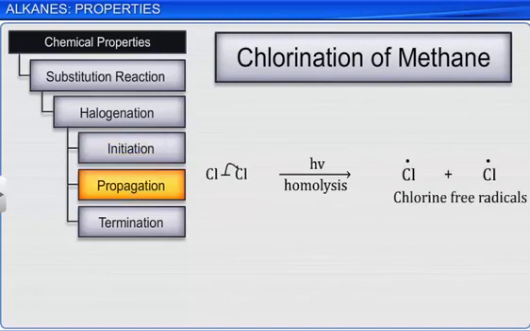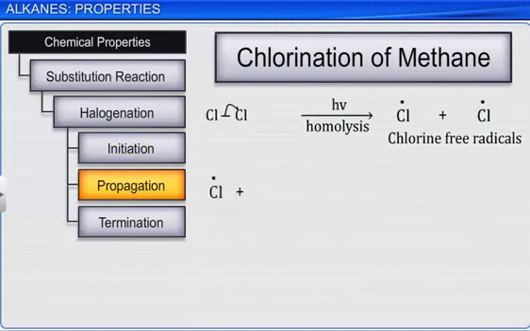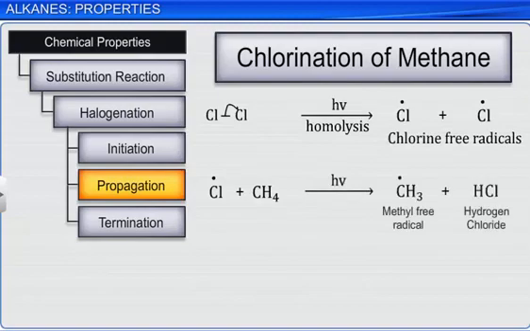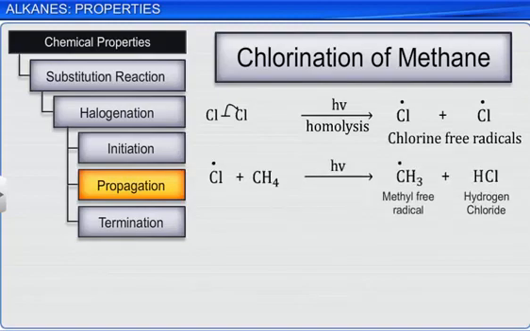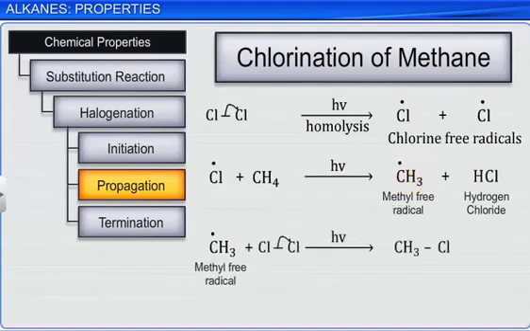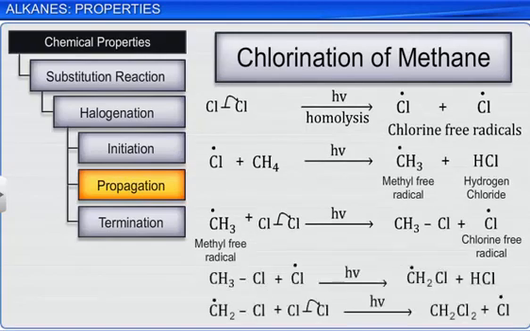During propagation, 2 reactions take place. First, the chlorine free radical attacks the methane molecule, forming a methyl free radical and hydrogen chloride. Next, the methyl free radical attacks the second chlorine molecule, forming chloromethane and 1 more chlorine free radical, setting up the chain reaction. The chlorine free radical formed sets up many other propagation steps to form more halogenated products. These steps are repeated till all the hydrogen atoms in the methane molecule are replaced by chlorine atoms.